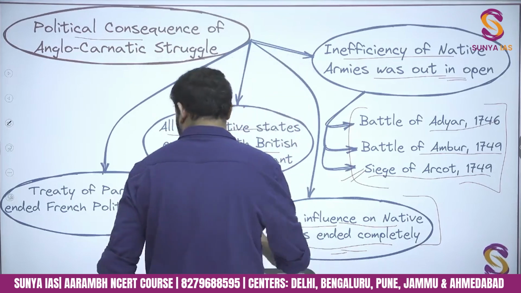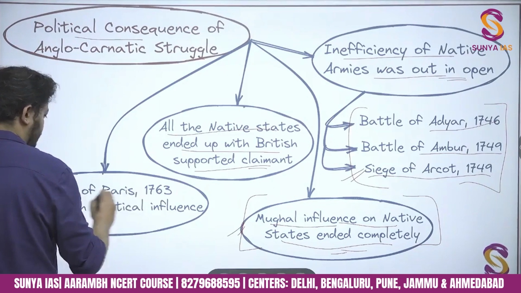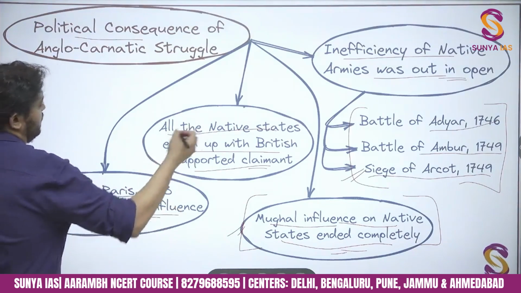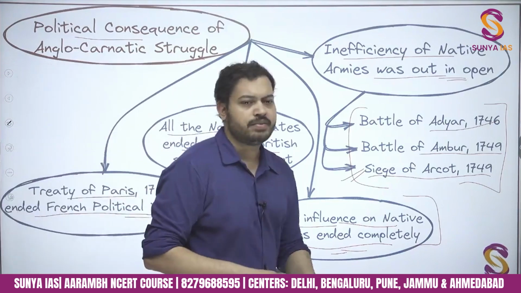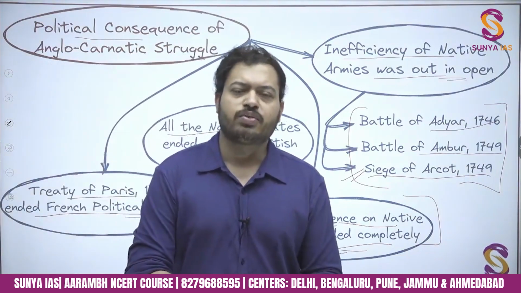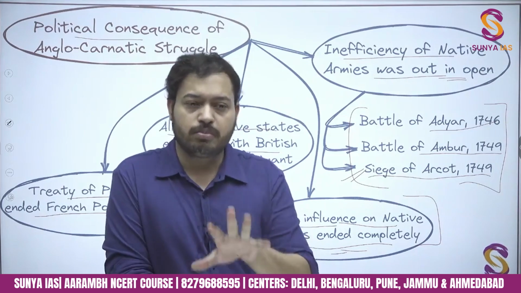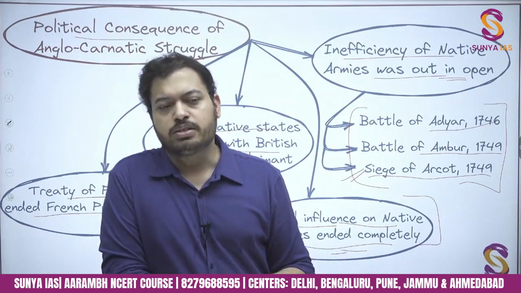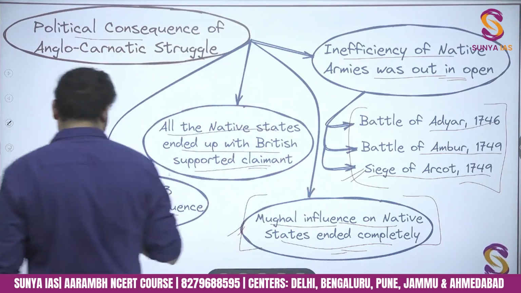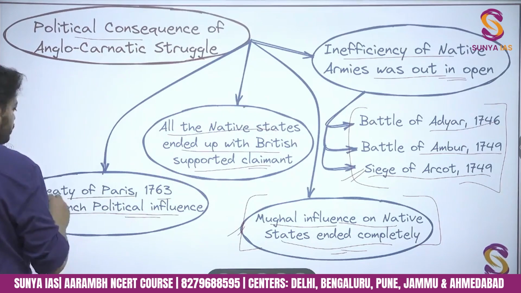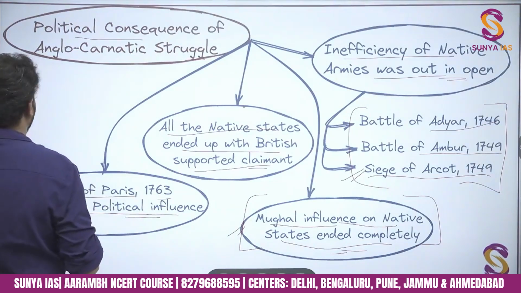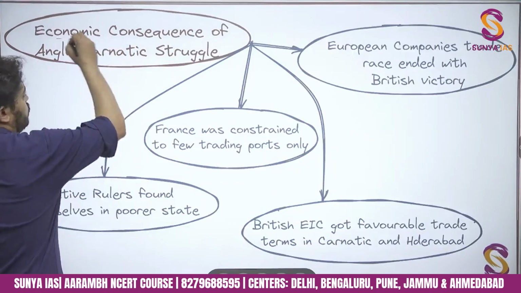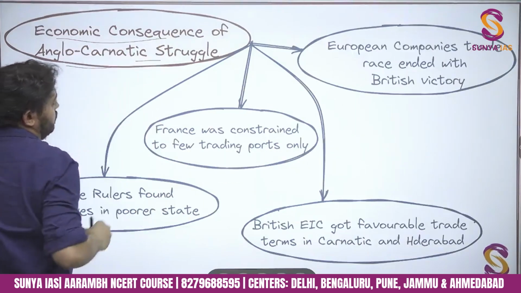So that is done. Treaty of Paris ended French political influence in toto, in a way, because they will rise up again in the 1780s. You will see that in the case of Carnatic and Mysore, but over here you understand that the political consequence of the Anglo-Carnatic War is this, that the Treaty of Paris ended French political influence too. Fine. So once the political consequences of the Anglo-Carnatic struggle are done, let's move to the economic consequences.